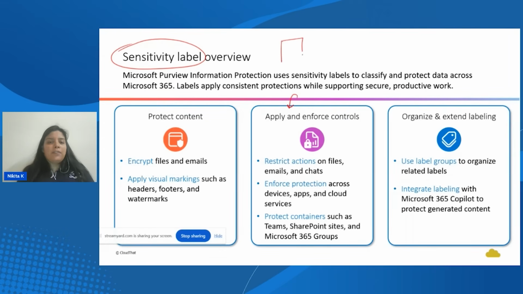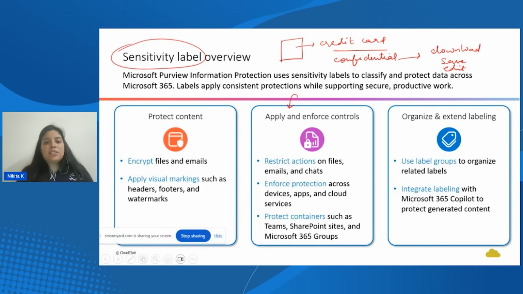Let's say I want to classify one document or piece of information and it contains your credit card. I have applied a label, let's say it's confidential. Then I can restrict my employees from downloading it, saving it, editing it, and give restricted access. Let's say he can only view my data. He can't download, he can't forward that data. I can restrict that information.